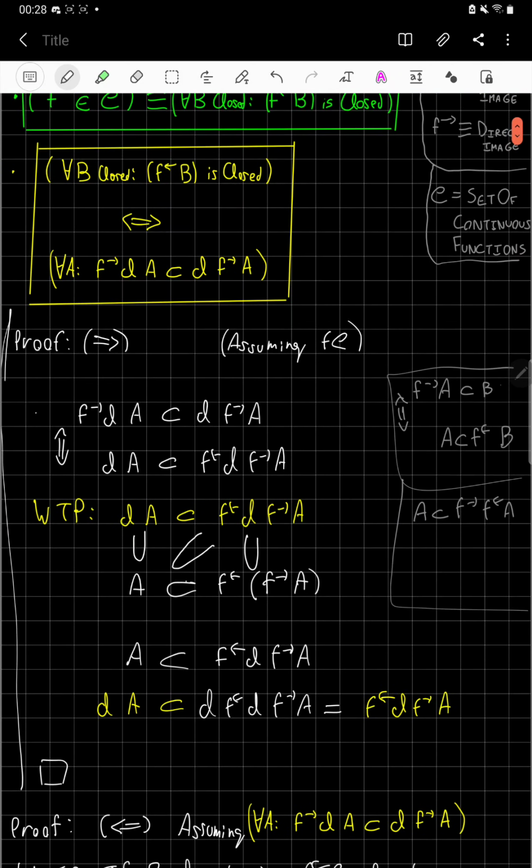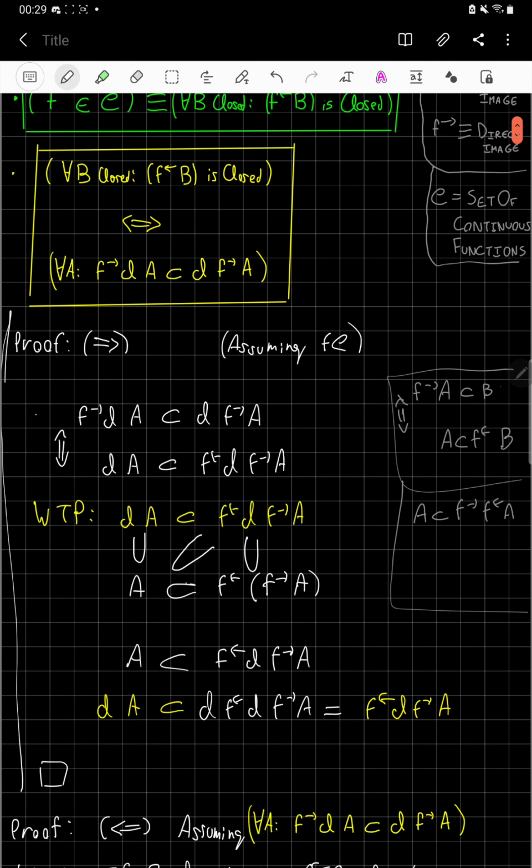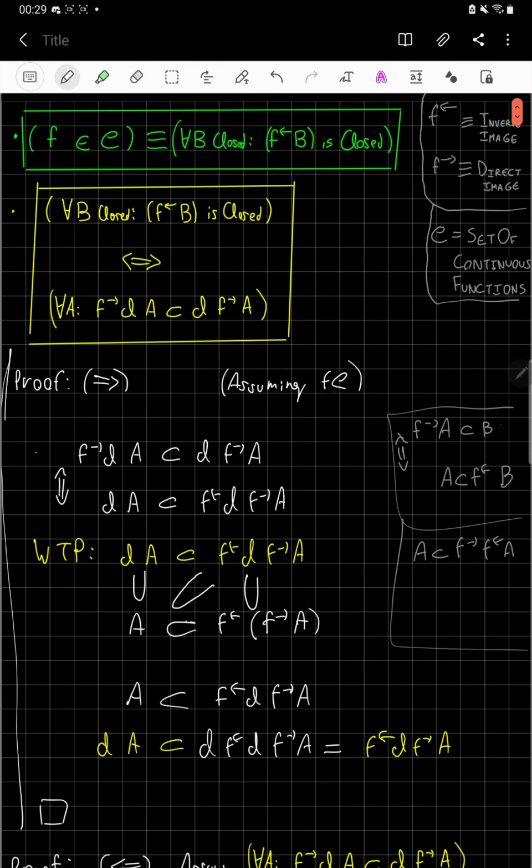These are the two proofs. We proved one direction, and the other direction. And so the equivalence is proved.